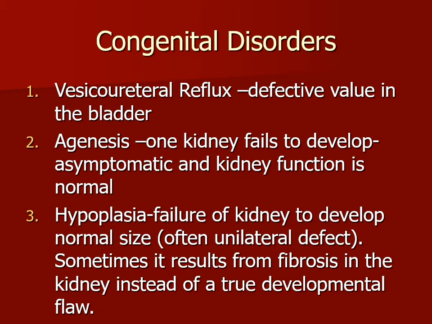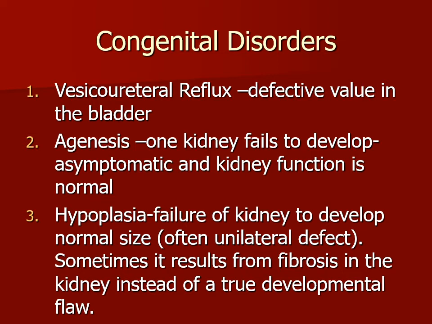Congenital disorders. Vesicoureteral reflux. So it's a defective valve in the bladder, so that as the bladder fills, the backflow into the ureters is not prevented, and so the urine goes back up into the ureters. Agenesis. One kidney fails to develop. It's asymptomatic and kidney function is normal because people can do very well with one kidney. I've had a member or two in my family that it wasn't found out until later in life that they only had one kidney.